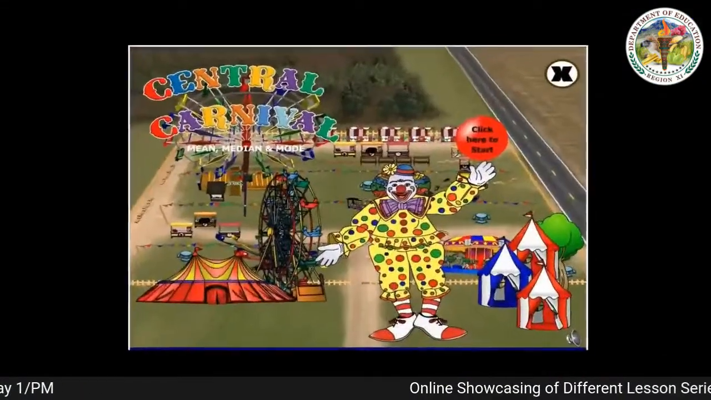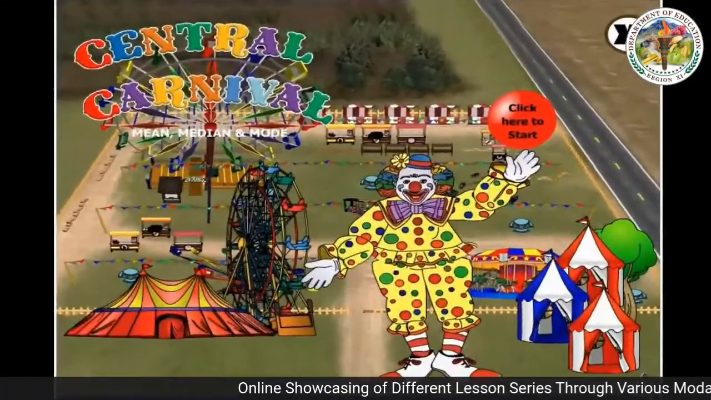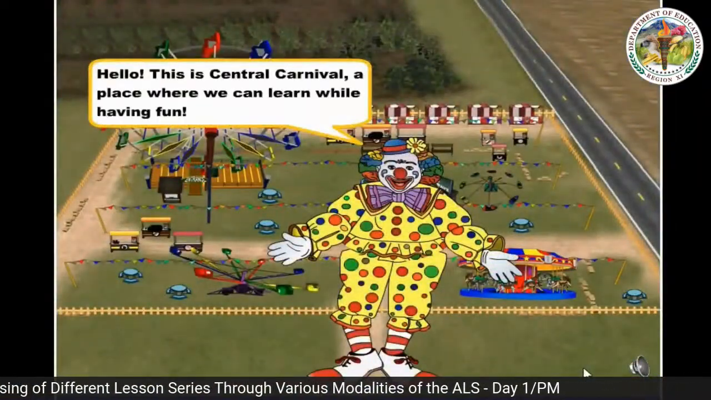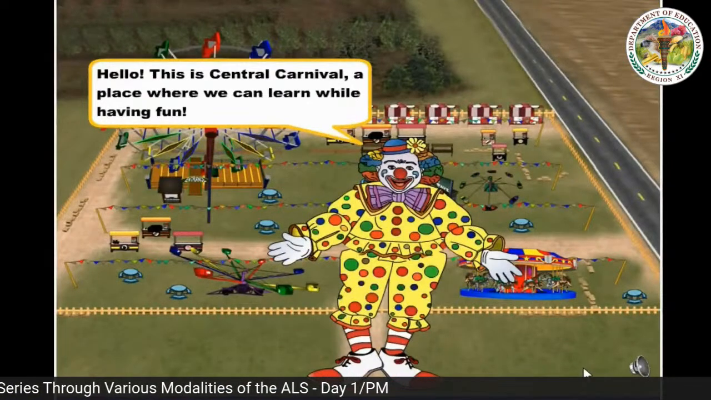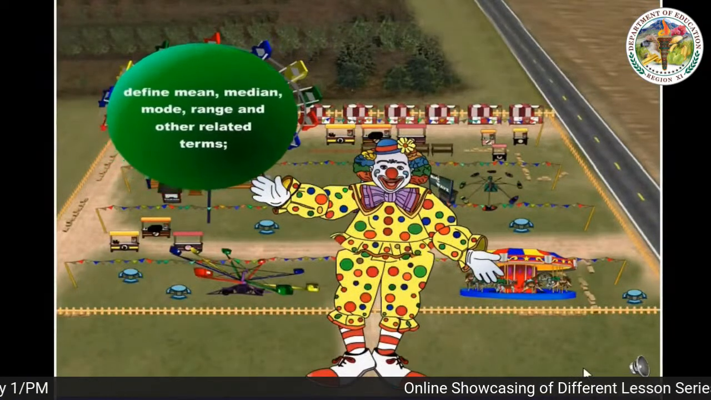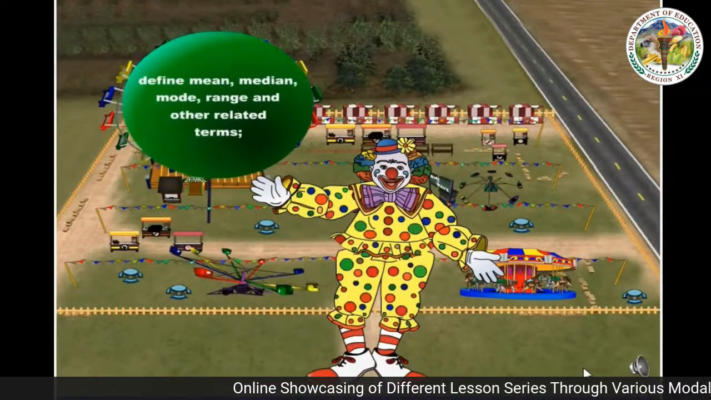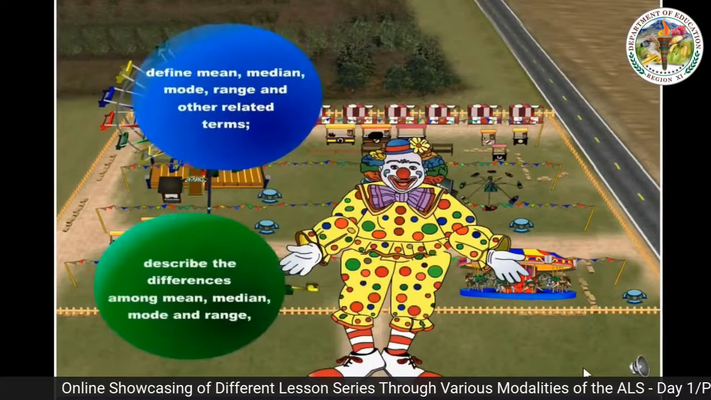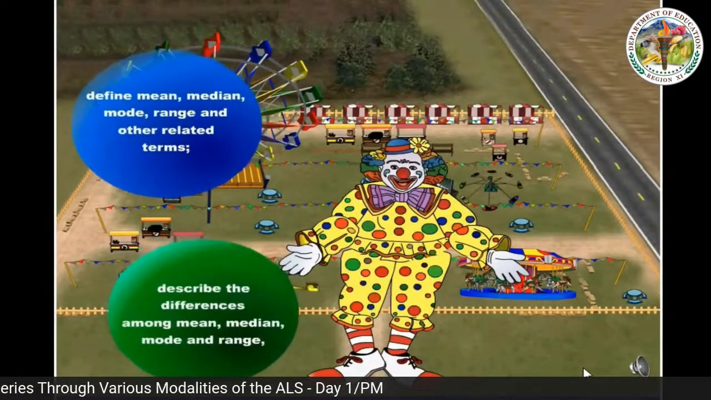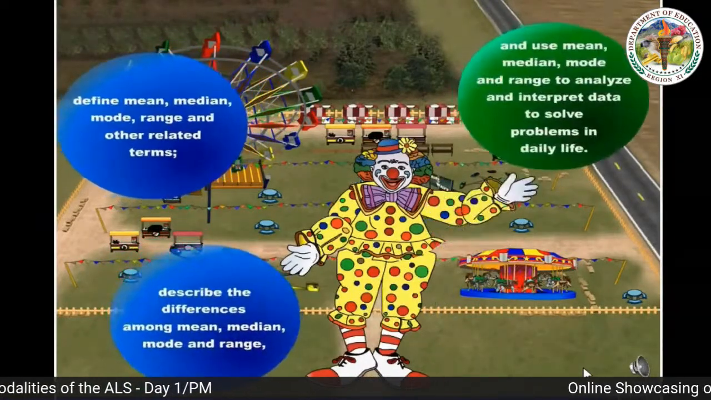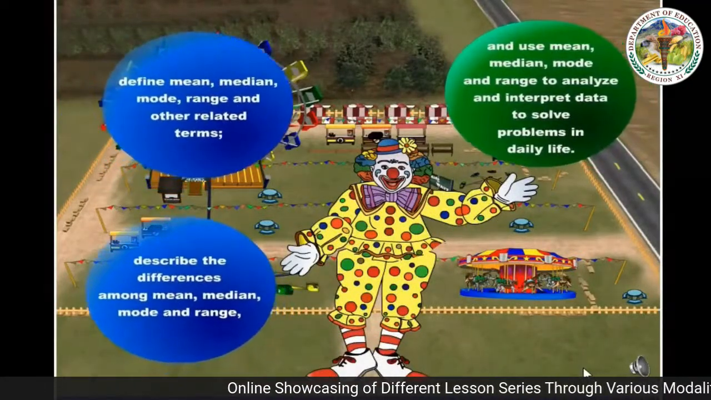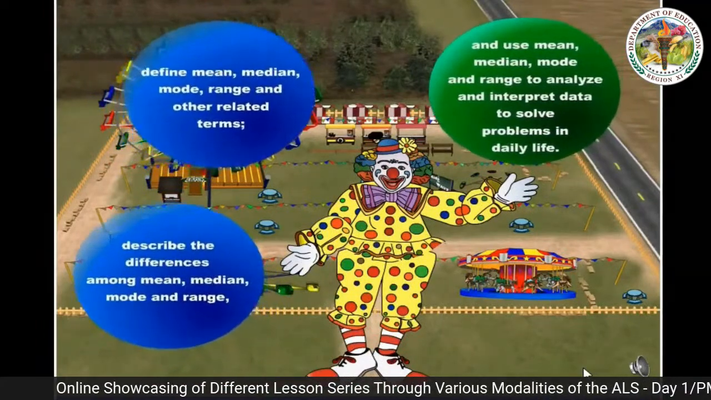Welcome to Central Carnival. Click the ball to start. Hello, this is Central Carnival, a place where we can learn while having fun. Here, we will learn to define mean, median, mode, range, and other related terms. Describe the differences among mean, median, mode, and range. And use mean, median, mode, and range to analyze and interpret data to solve problems in daily life.